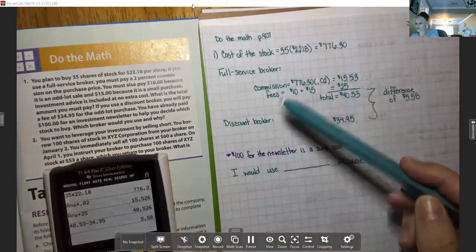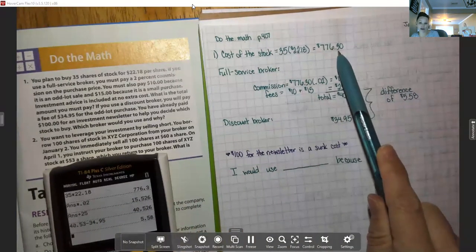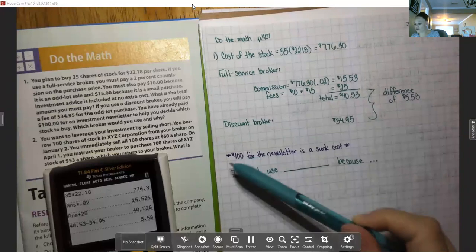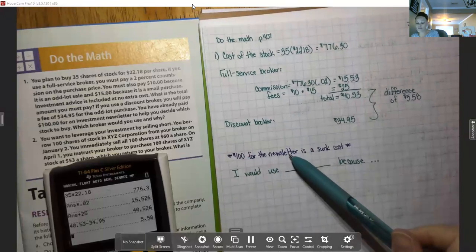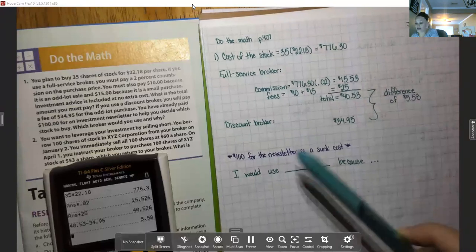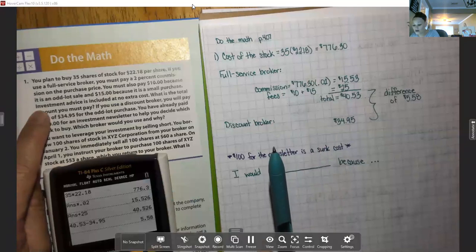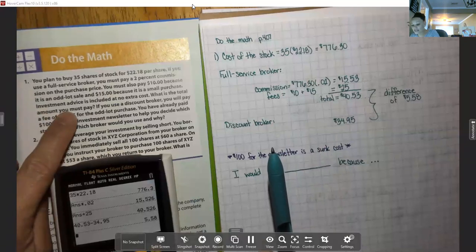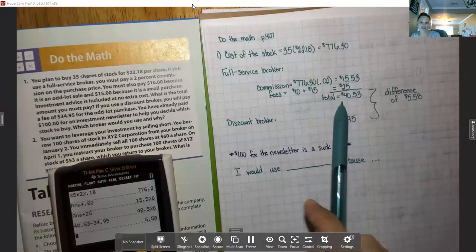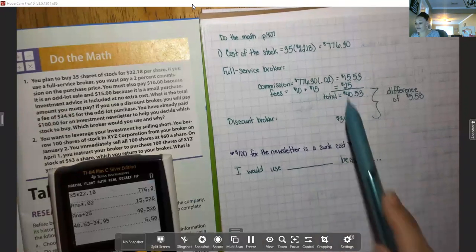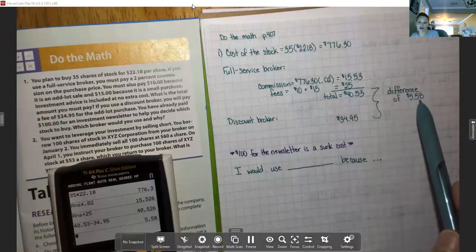So kind of just walking through it, if you're spending this money on the stock either way, you already spent the $100. You can't take that into account, but you get a newsletter. So this will have some information in it. Remember, the full service broker, you get investment advice. So if you want the full service broker, it's $40.53, and you get investment advice. Or you can use the discount broker. You can save a little bit of money, but you're not going to get advice.